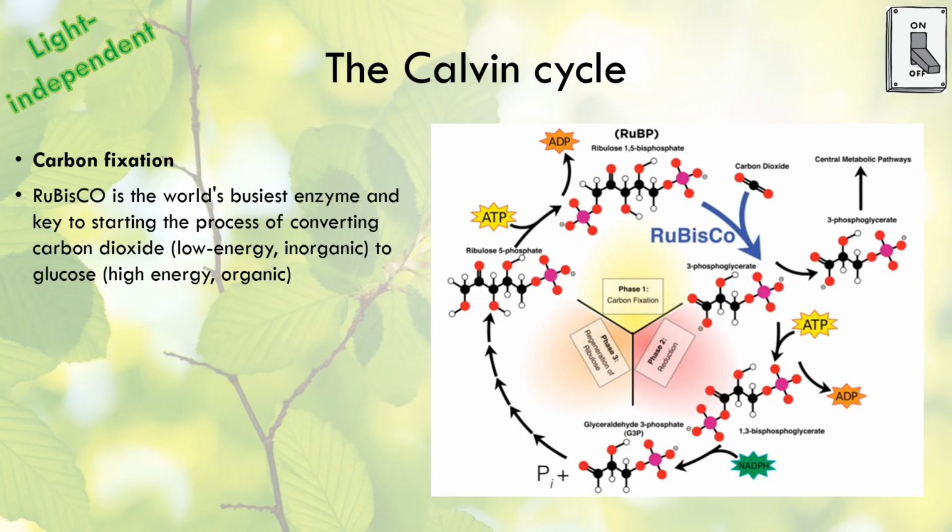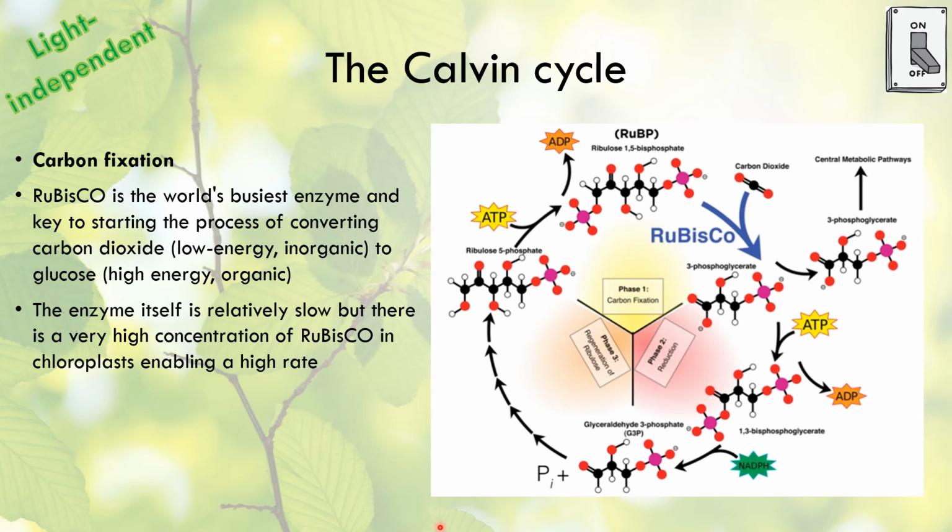Okay, Rubisco is the world's busiest enzyme, and it's key to this whole process of converting our carbon dioxide into our high energy organic product. Carbon dioxide is inorganic. We can't do anything with it. It's got low energy in it. But through photosynthesis, we're able to capture that energy, convert it into glucose, and then utilize that glucose in metabolic pathways. You can see here the central metabolic pathways, that's where our glucose is heading off to.